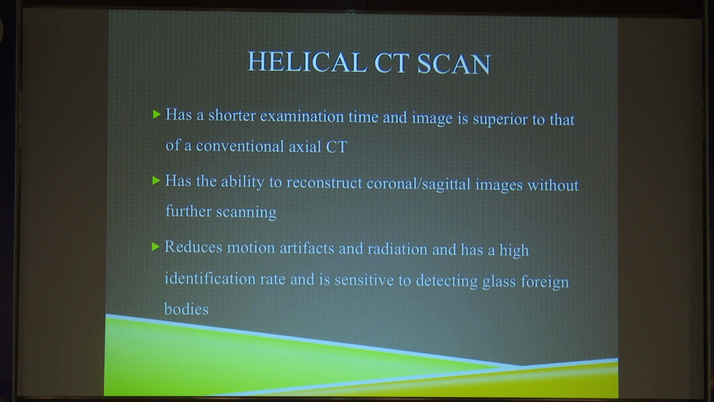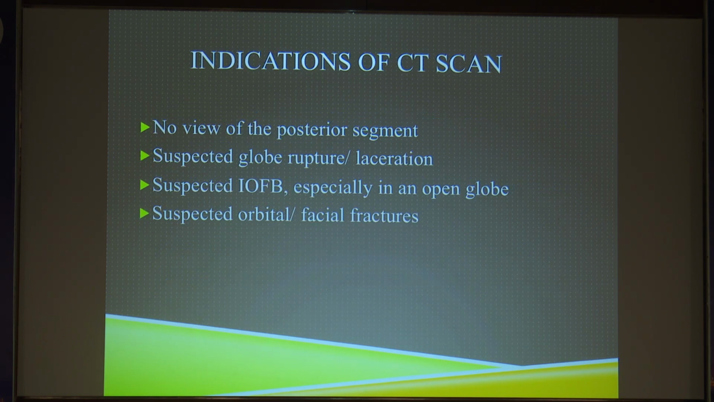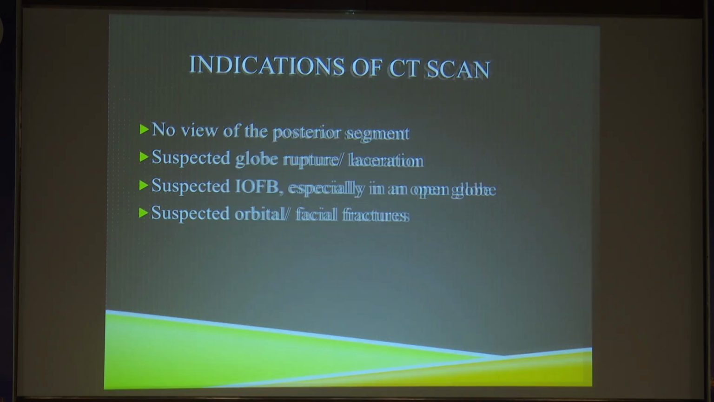A helical CT scan is an advantage over the axial CT scan. It has a shorter examination time, and images much superior to the conventional axial CT, has the ability to reconstruct a coronal or a sagittal image without further scanning, reduces your motion artifacts and radiation, and has a high identification rate for glass foreign bodies. When you have no view of the posterior segment, or a suspected globe rupture or a laceration, or an IOFB in an open globe and associated orbital or facial fractures, CT becomes the investigation of choice.